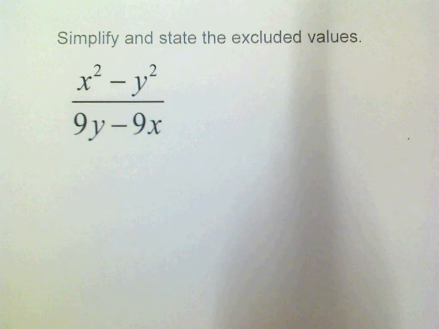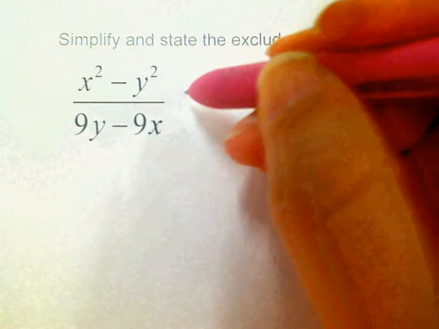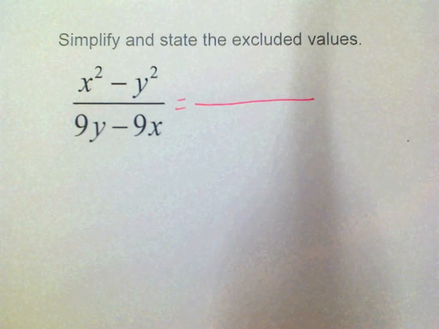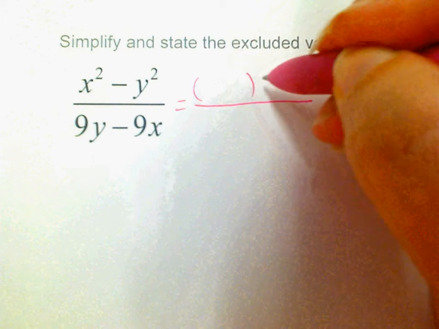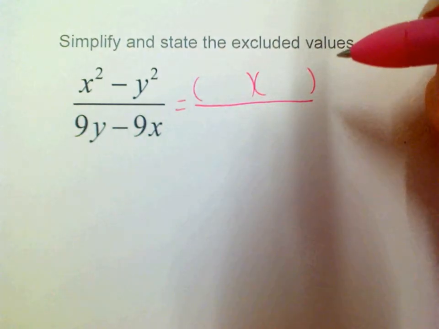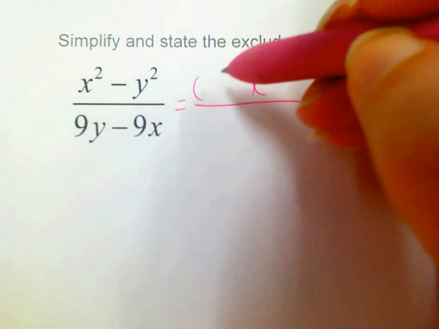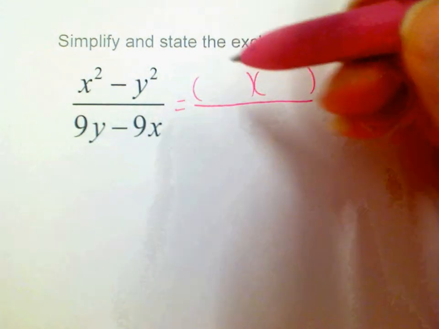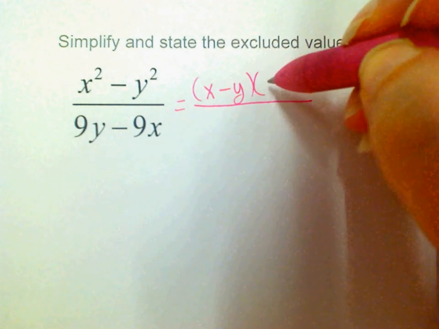x squared minus y squared over 9y minus 9x. What do you do? We factor. What do you know about x squared minus y squared? It's a difference of perfect squares. So this is x minus y and x plus y. Okay, what do I do with the denominator?